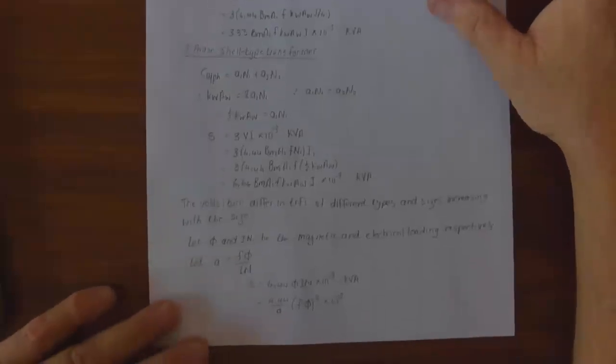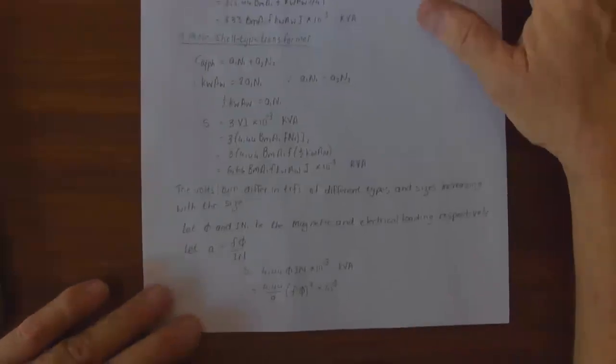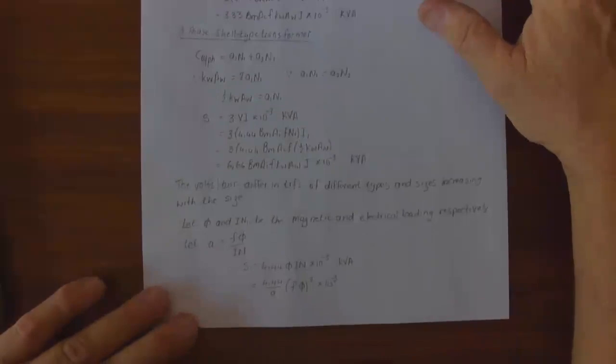For the three-phase shell type, you can look through all these examples again, and there we get the rating is 6.66 B max, area of the iron, frequency, KwAwJ times 10 to the minus 3 kVA.